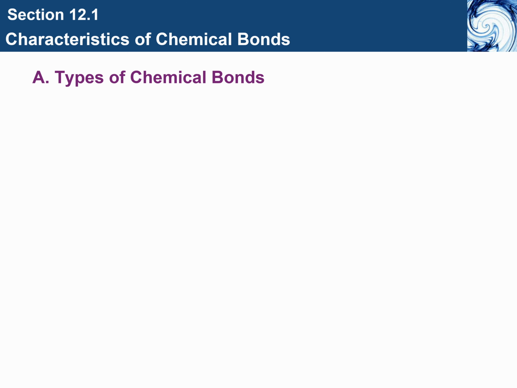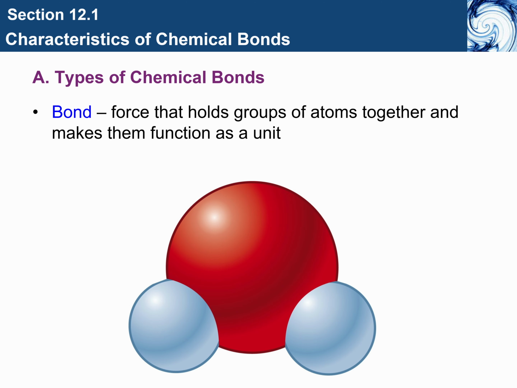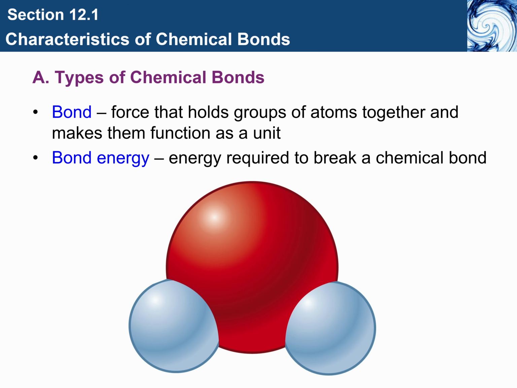Types of chemical bonds. A chemical bond is the force that holds atoms together and makes them function as a unit. Bond energy is the energy required to break a chemical bond. A stronger bond has a higher bond energy because it takes more energy to pull the atoms apart. In the picture, the image shows a water molecule model, reminding us that atoms are held together in molecules by chemical bonding.